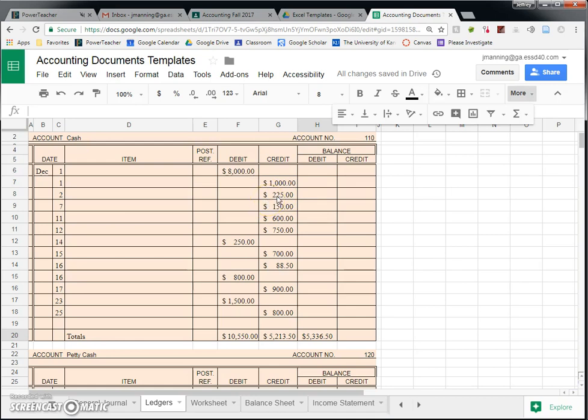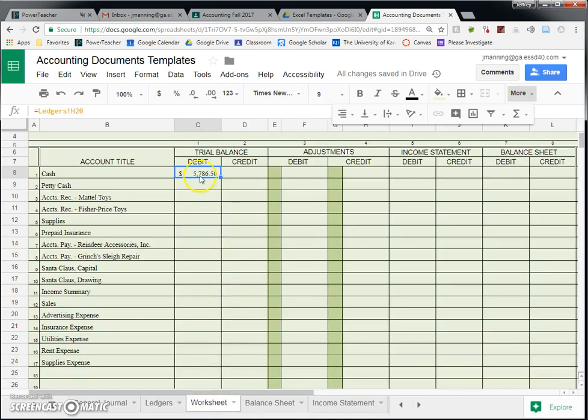The beautiful thing about Google Sheets is when I correct this, so I put it on the debit side, 225, that number automatically updated for me, the balance automatically updated for me, and if it's doing what it should, the worksheet number should have also automatically updated. So let's see if it did. 5,786.50 is my new total. I click on the worksheet and it says 5,786.50, so it's the new number as well.